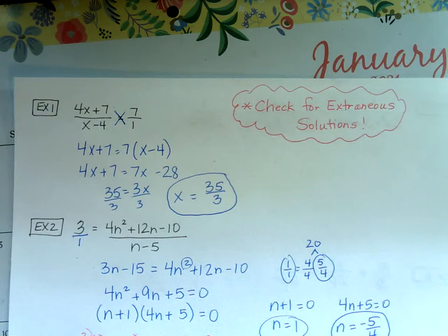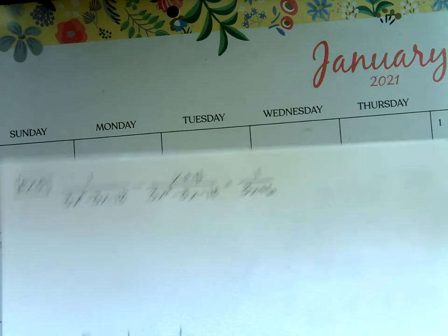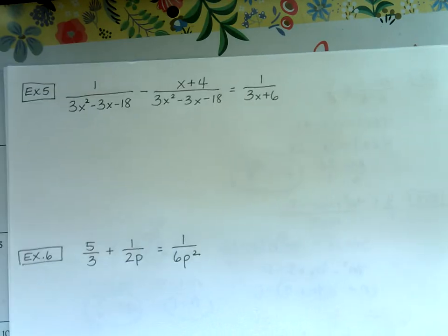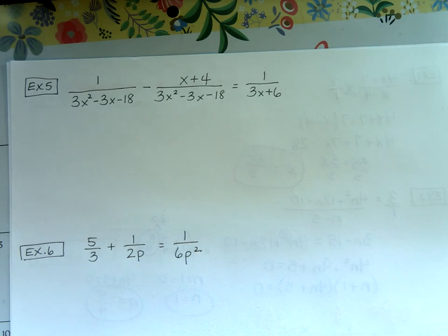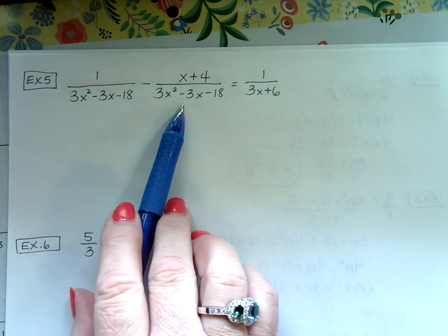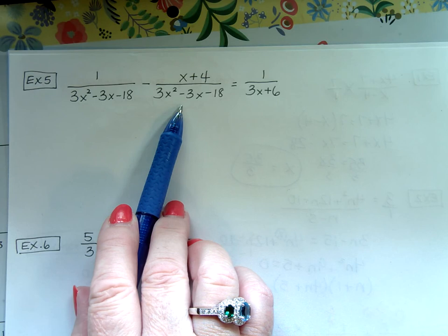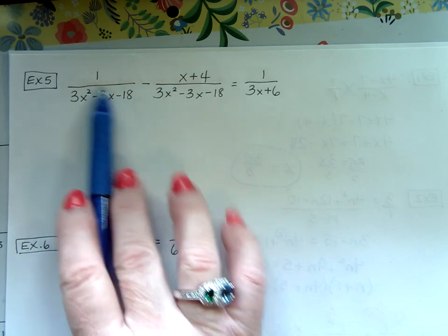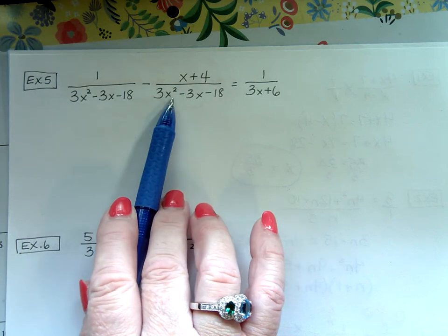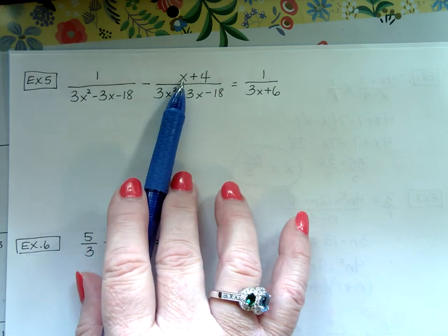Okay, example 5. Flip it over. You've got a couple choices for example 5. Here's your story with example 5. If you notice on the left, these both are identical denominators. One option would be, because they're already common denominators, is to put them together as a single fraction. So you could put it together as 1 minus x minus 4.